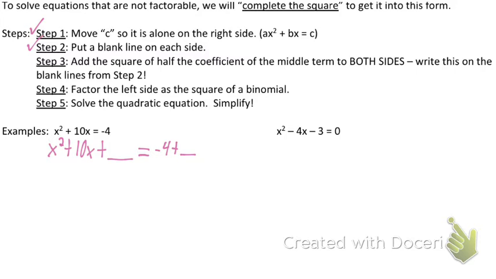Step 3. Add the square of half the coefficient of the middle term to both sides, right on the blanks. Well, what this is saying is half the coefficient of the middle term. What's the middle term here? The middle, 10x. So the middle term is 10x, and the coefficient of the middle term is 10. Coefficient is the number with the variable.